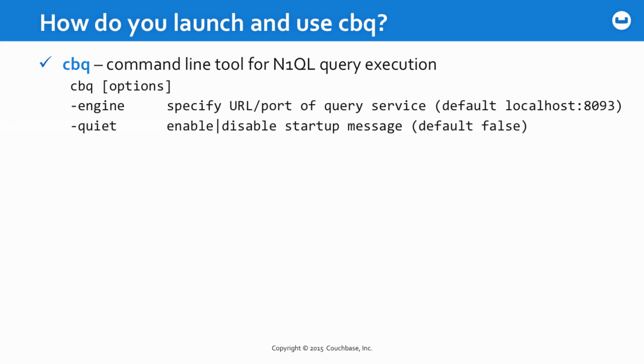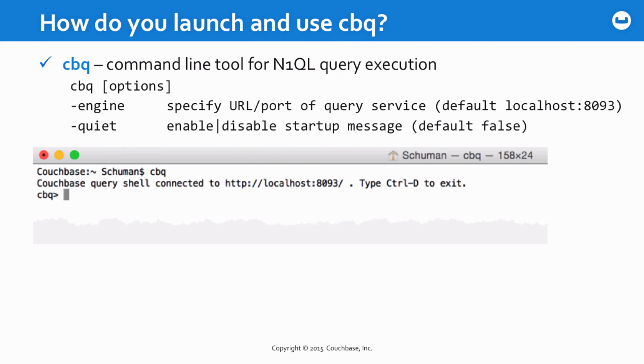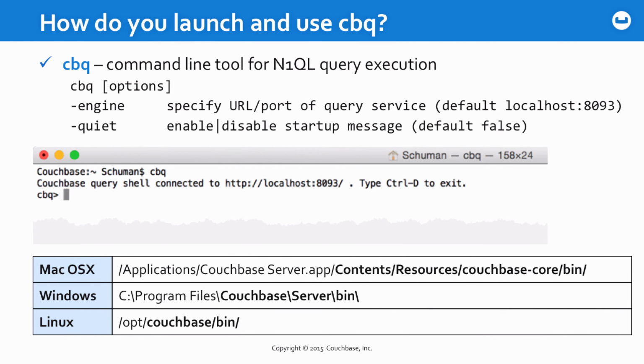8093 to be specific, and you can alternately run it in quiet mode to enable or disable a startup message, which might be handy if you were using the tool programmatically. This tool would be available through a terminal and looks something like this, and as you'll also see in several later modules. You can find it on your own system at these paths.